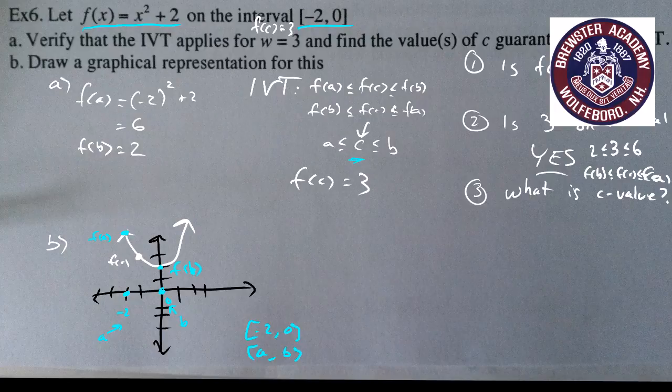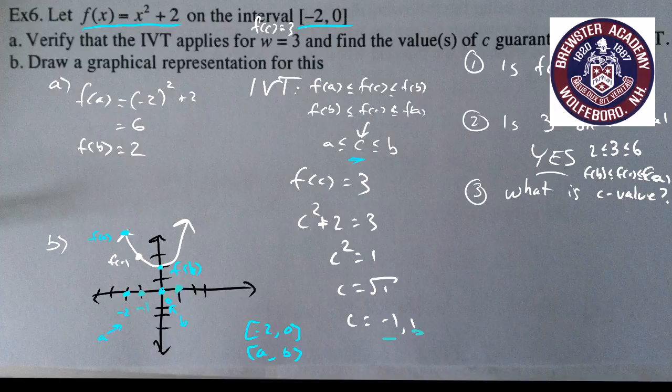So if we draw out our function here, f of c is equal to 3, that means c squared plus 2 is equal to 3, so c squared is equal to 1, c is equal to the square root of 1, so c is equal to negative 1 comma 1. So now we found our c value, but c needs to be between a and b. If we come back to our graph, we have our c value of 1, our c value of negative 1, but there's only one value that's between our a and b, and that's negative 1.